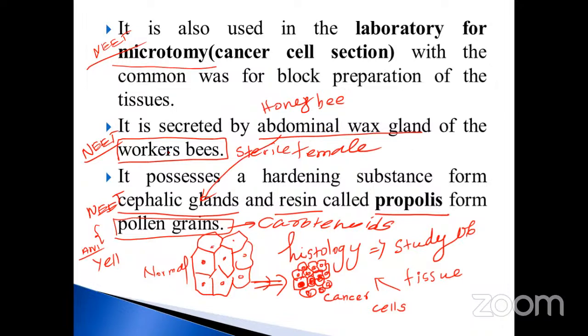Mostly that cephalic gland is present in the worker bees. And the worker bees are which one? Sterile female. And also the resins, both are present in it. Cephalic gland and resins, also called propolis. The propolis is obtained from where? Pollen grain. Where is the pollen grain present? Already in our board, plant. Pollen grains are present in the flower, isn't it, my dear? Flower. Okay. Here the anther has the pollen grains, inside the anther.